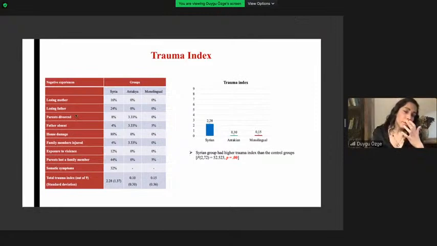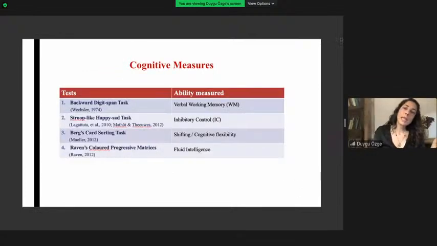So we analyzed the trauma index, and of course, the Syrian group had a significantly higher trauma index than the two other control groups. So these children come from low socioeconomic status. They spent less time in schooling, and they have a higher trauma index. So they are really disadvantaged and underrepresented, I would say.